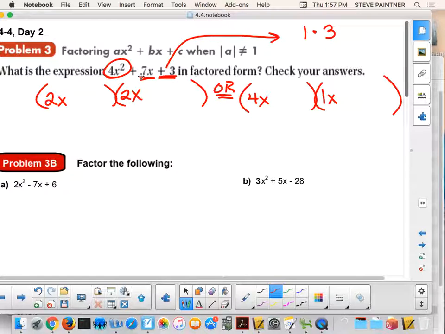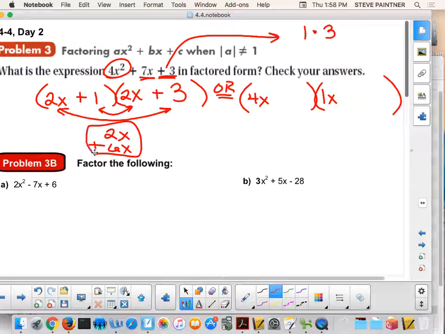So what happens is this. You have to try the 1 and the 3, plus 1, plus 3. You have to try it, and you have to do the old FOIL method on this. The good thing is, you don't have to FOIL the whole thing out. Inner, inner, outer, outer. What's inner, inner? 2. What's outer, outer? 6x. Then add them up. 8x. Do you want 8x? No, this is not the right answer.